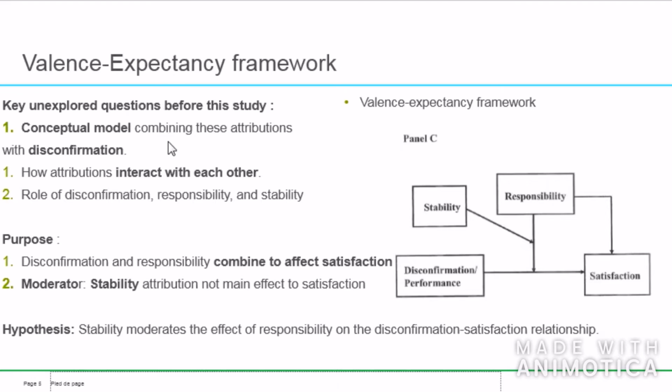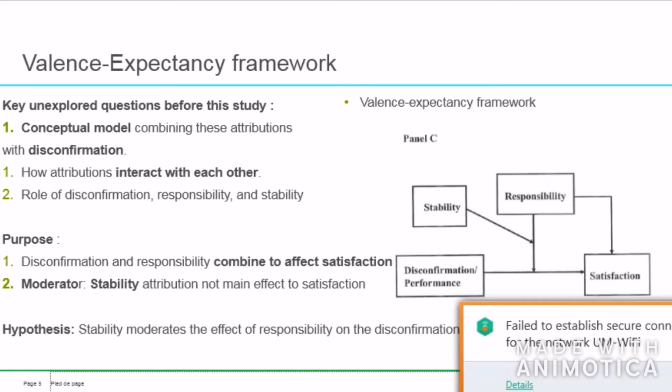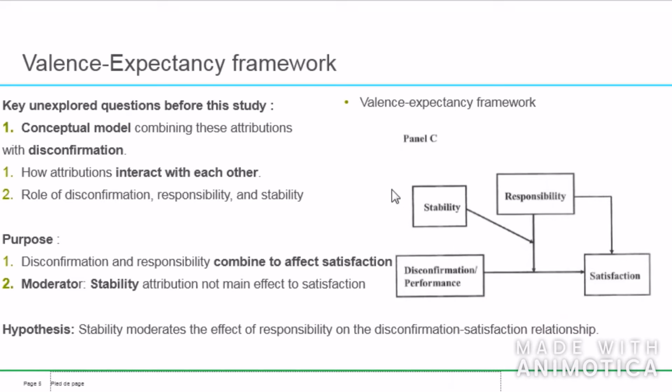Okay guys, now we move on to the next part, which is the balanced expectancy framework. The key unexplored question before this study, or the problem statement, is first, the conceptual model combining this attribution with these confirmations. The attribution is the stability and also the responsibility. Second, how those attributions interact with each other. And third, the role of these confirmations, responsibility, and also the stability.